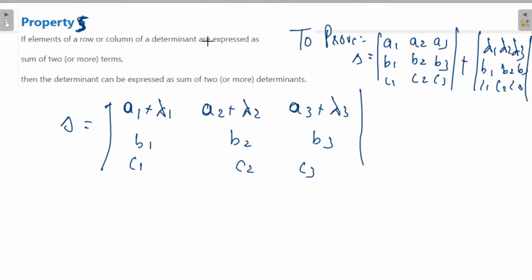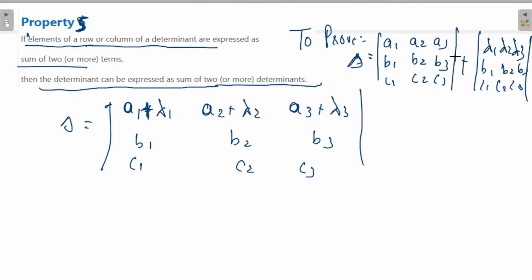As usual, if any elements of a row or column of a determinant are expressed as a sum of 2, then the determinant value can be expressed as a sum of 2 or more determinants, as I am able to express. This property is very important in 4 marks. I am repeating it, it's very important. Is it clear? Now let us expand it along the first row.